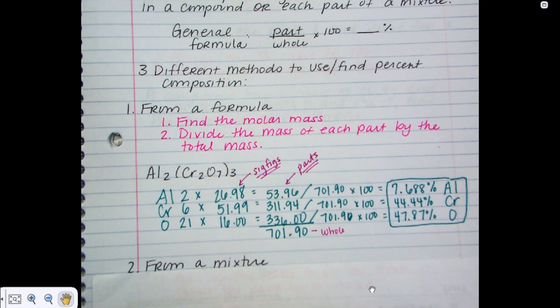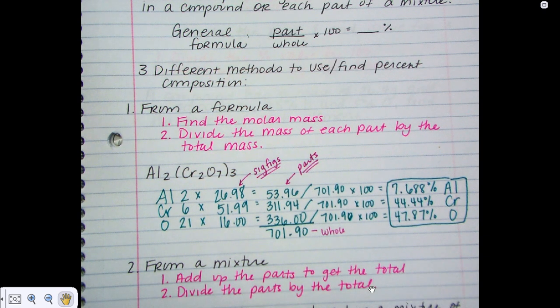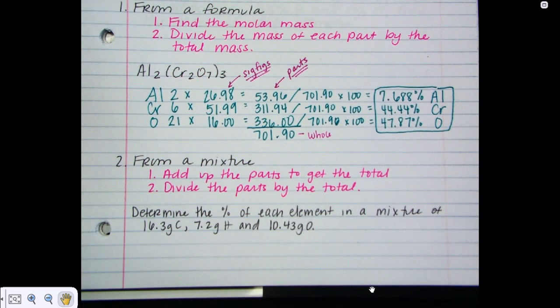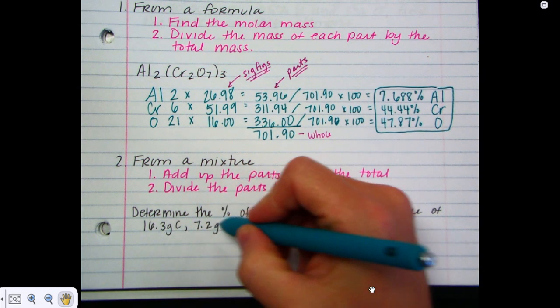All right. So that was from a formula. Our second example is what happens if I say, well, here is this mixture. From a mixture, first step, add up the parts to get a total. If the total's not given, the total might be given, right? Reading comprehension. If it's not, add up the parts to get a total. Then divide the parts by the total, right? Part divided by whole. So our question this time is determine the percent of each element in a mixture of 16.3 grams of carbon, 7.2 grams of hydrogen, and 10.43 grams of oxygen. So here it's important to know I've got 3 individual parts.